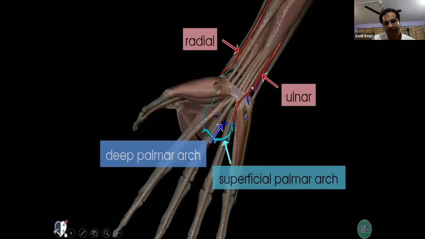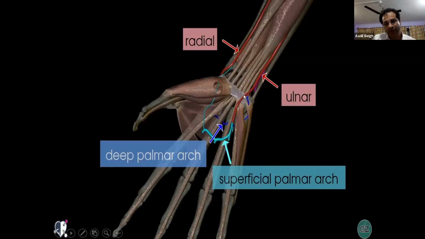So this is the ulnar artery, which gives the superficial branch, and the blue one is the deeper branch. The deeper is below the tendons, and the superficial is above the tendons, which gives the palmar arch, which gives the distal branch.